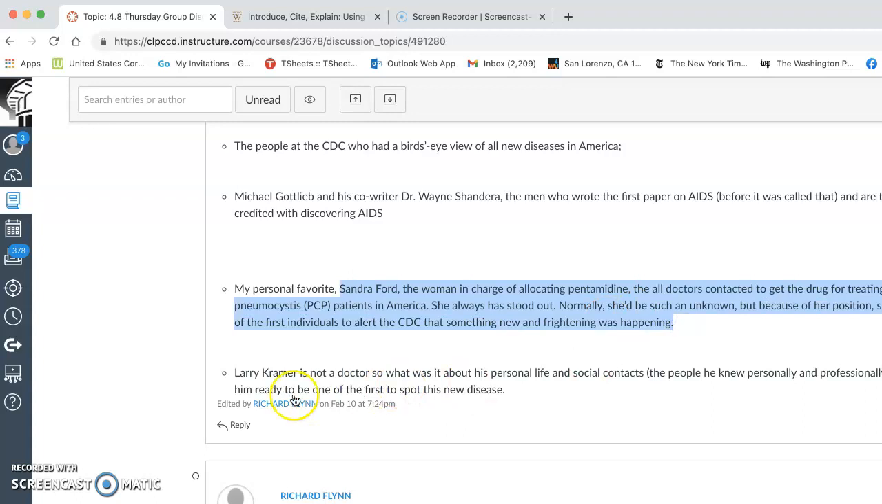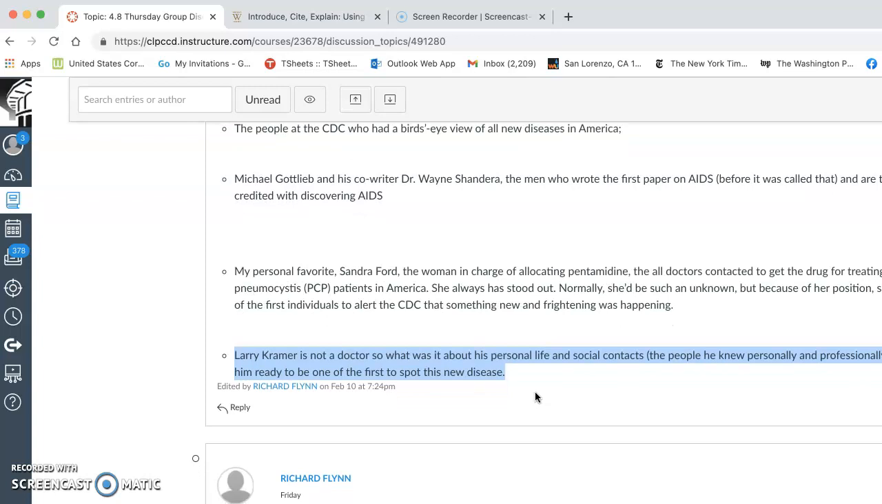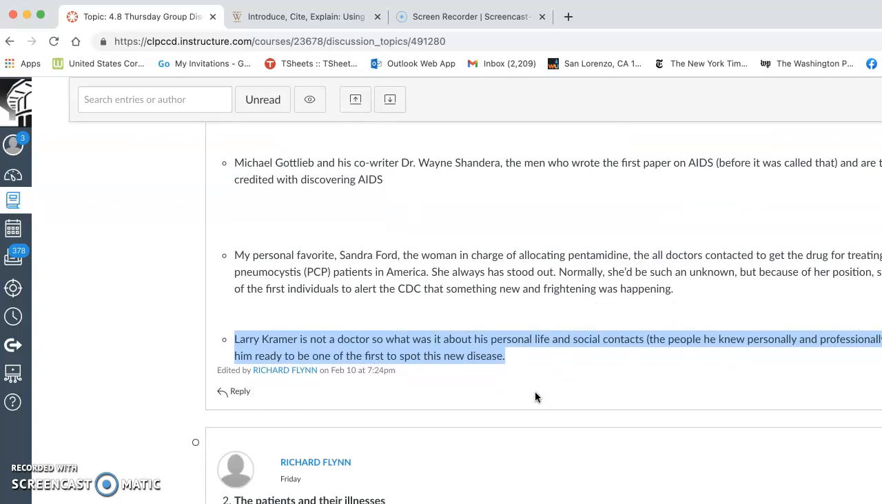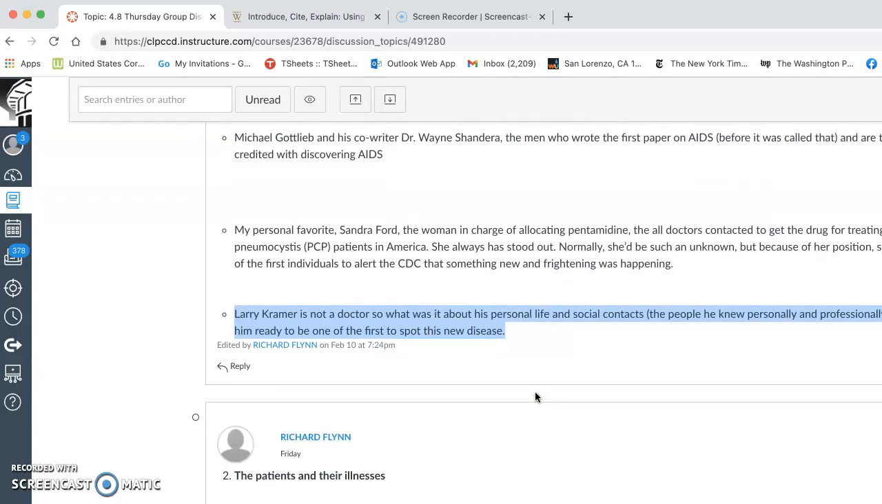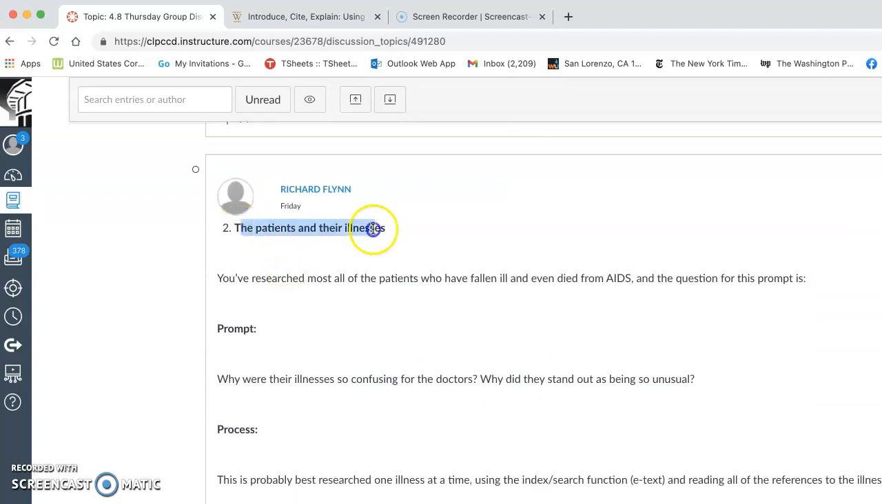Or if you want, look into why Larry Kramer knew so much before anybody else. He's not even a doctor. What made him one of the first people to alert the world to this disease? So that's one. And it's just about how these people's backgrounds prepared them to be the first people to recognize a disease. Another one would be to look into the patients and the illnesses.